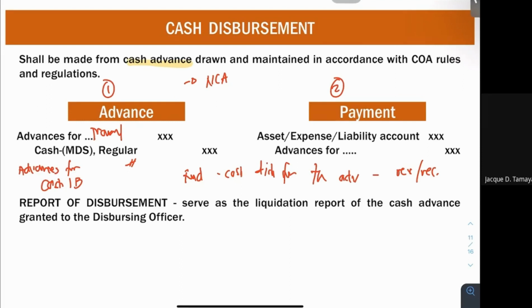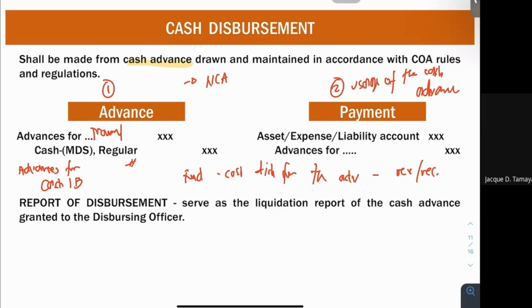Next, we record the payment. When we talk about the payment, this is now the usage of the cash advance. So we debit the asset, expense, or liability account which you will pay, and you will make use now of the advances for. Okay. So what happens here? There is cash set aside for a particular purpose. However, how does your government account for that? It does not account for it as a particular cash fund, but it accounts for it as advances.